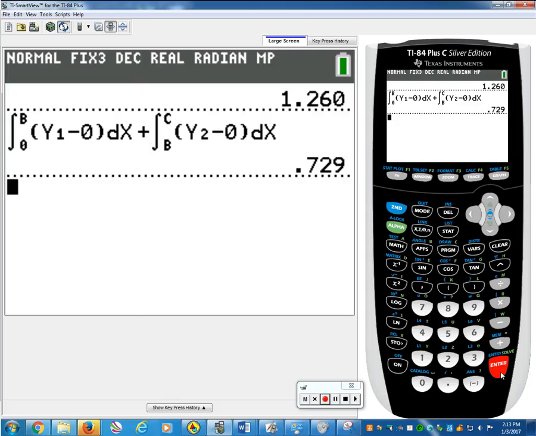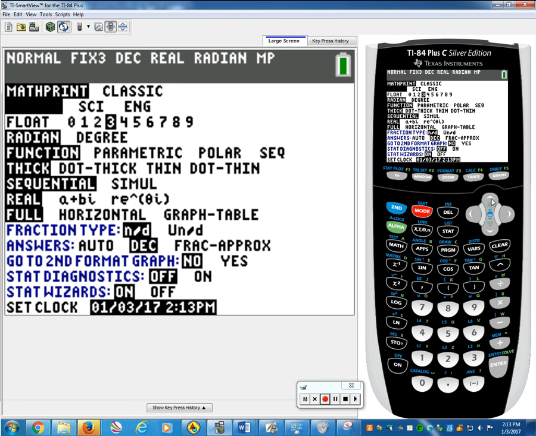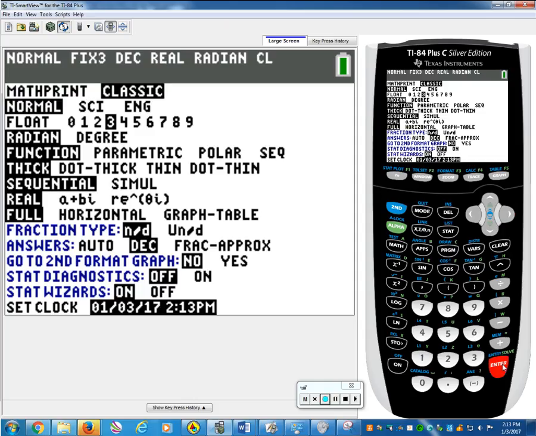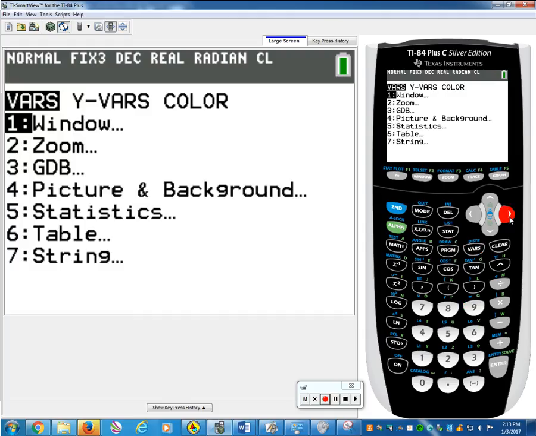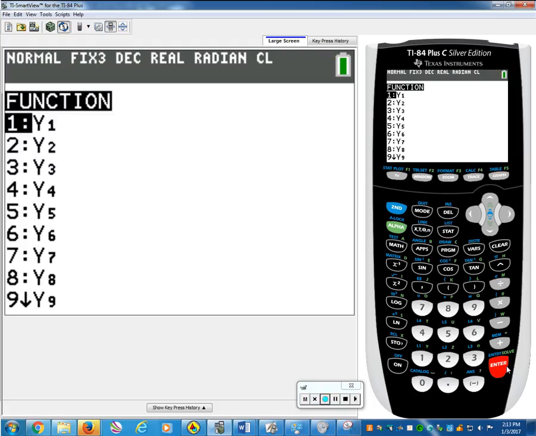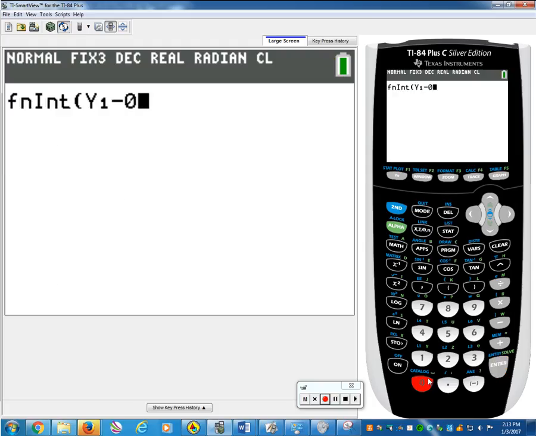Please. So on the 83, let me change modes here. You would say, math 9, the first one was f of x subtract 0, so that's variables, Y variables, function, Y1, minus 0, comma, dx, comma, 0 to B, close parenthesis. Plus, so you get to that. Sure. Catch up.